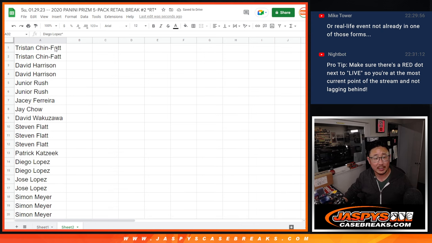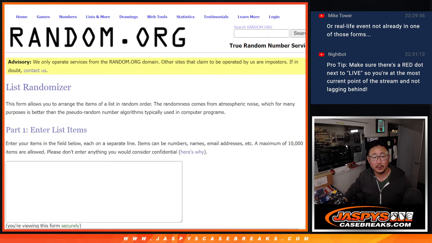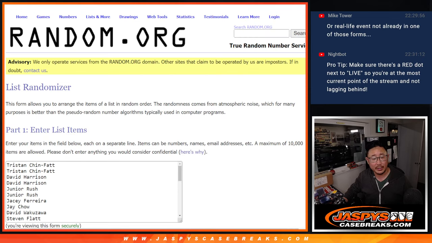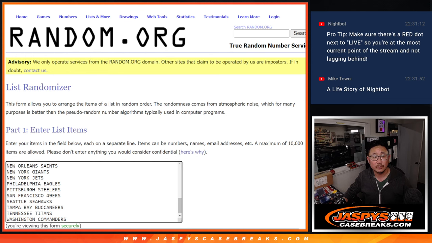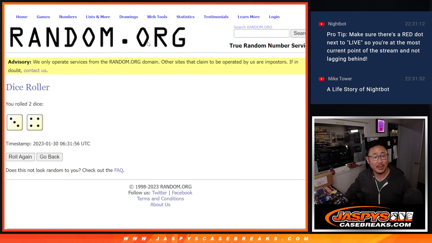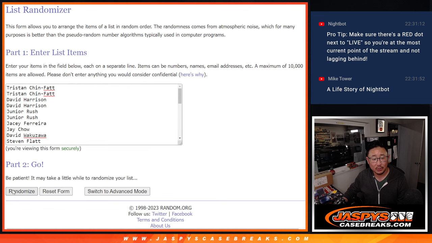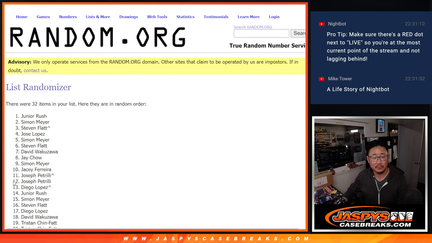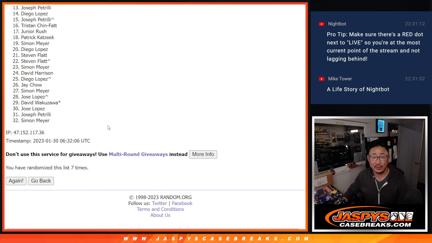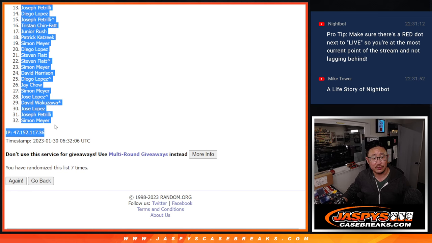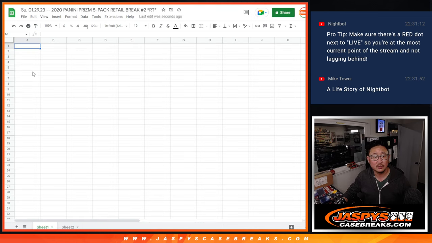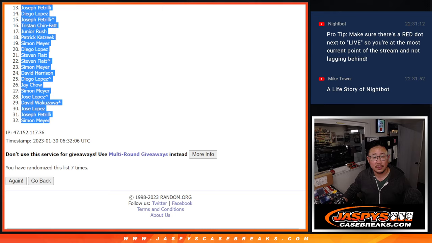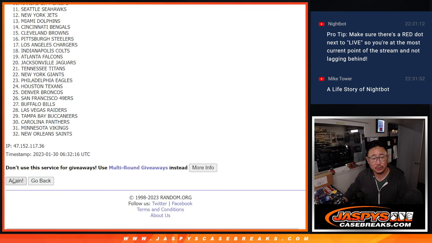Now let's gather everybody's names and let's do the break itself. There's all the names. And all NFL teams are in. And let's roll and randomize it three and a four, seven times. One, two, three, four, five, six, and seventh and final time. This is just for the five packs. Seven times for the teams.